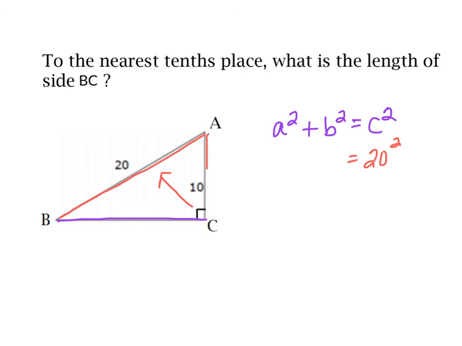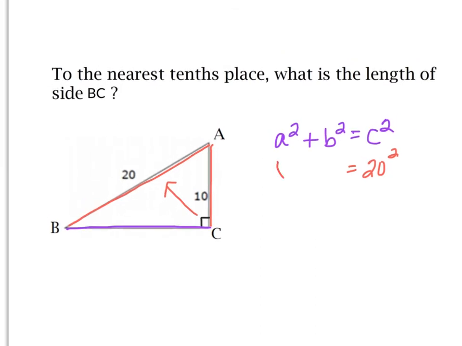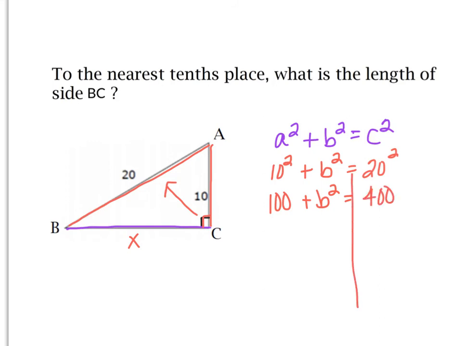That means my 10 is going to be my leg. It comes to and it touches the right angle. So I'm going to plug that in for A. So 10 squared. I'm missing one of my other legs, B. So B squared. Again, BC is a leg because it touches this right angle. Okay, 10 squared is 100 plus B squared, and 20 squared is 400. Draw your line if you need to.